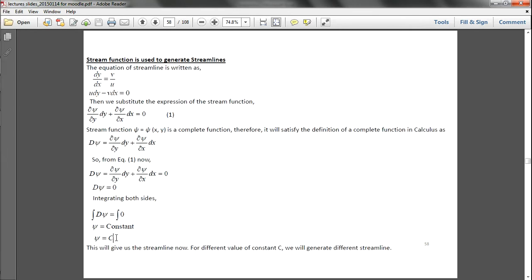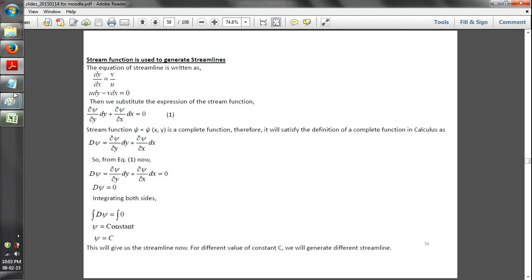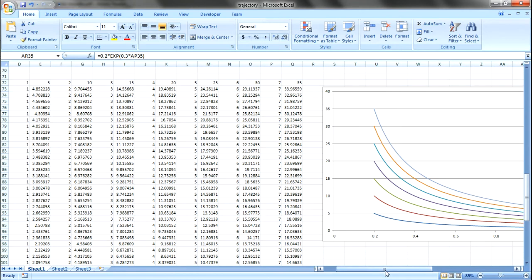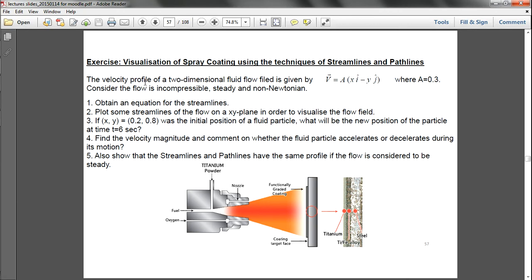And how does this streamline value work? Before I go here, maybe I should do an example first. So hold on, let's talk about this first. The velocity profile of a two-dimensional fluid field is given by the velocity vector equal to a constant, x, where this i hat is the x direction, saying that it's going in the x-axis, and then y, and this is saying that it's going in the y direction. It's a pretty simple equation.